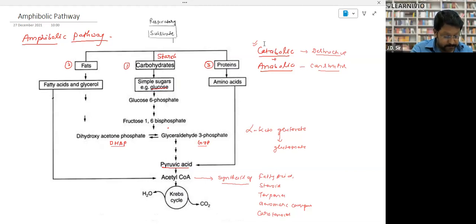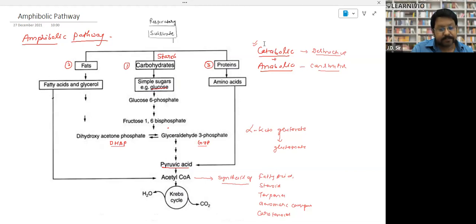Respiratory pathway is mainly a catabolic process, which serves to run the living system by providing energy. Full stop.